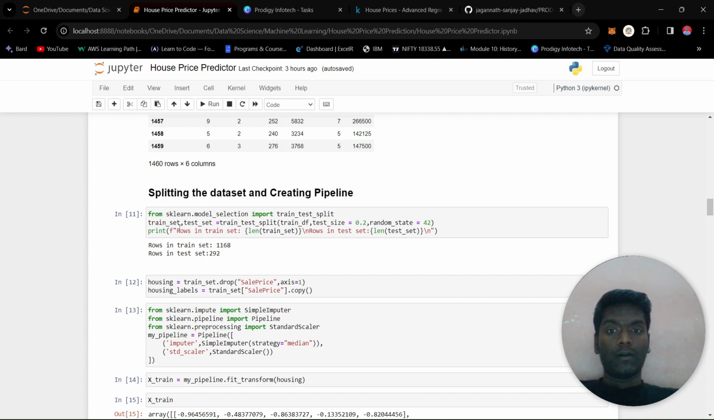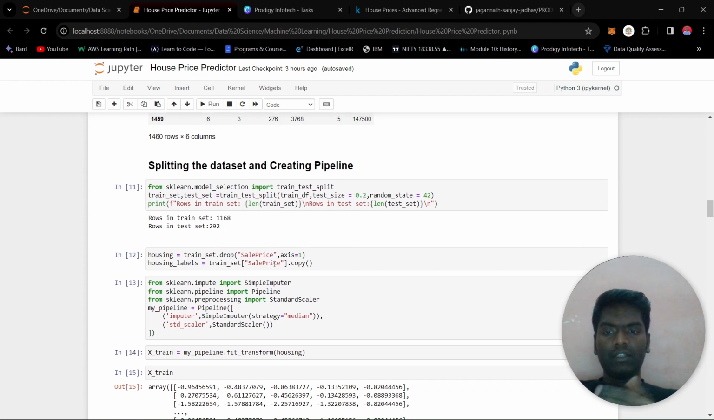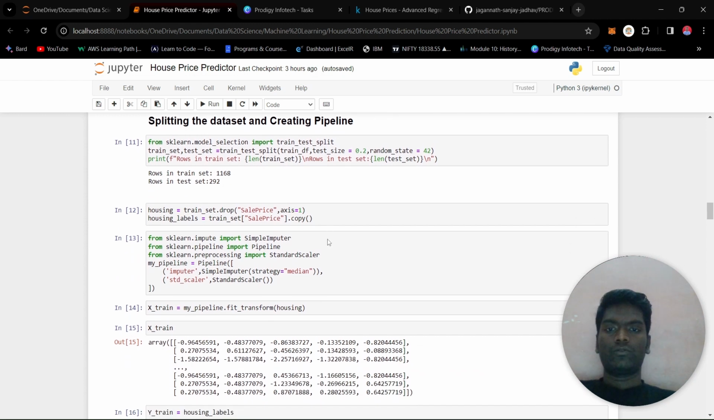Although I'd like to remind you guys that I'm still working with train.csv. I've not touched the final test, test.csv. So I have split the train.csv into two data sets, that is train set and test set. So why did we do that? We'll figure it out later on as we go through the project.